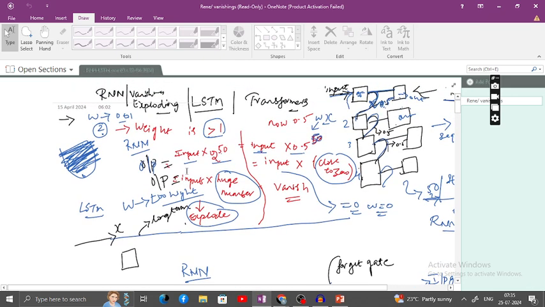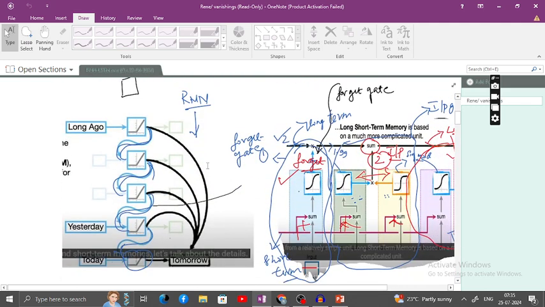LSTM. What is this called? LSTM. So what is this LSTM? This is RNN. Long ago, yesterday. Look at this figure on my left side. You see sequential, you have 5 boxes, one word after the other word, one after the other. You said something long ago, and that is not given importance. What you said yesterday, that is more important.